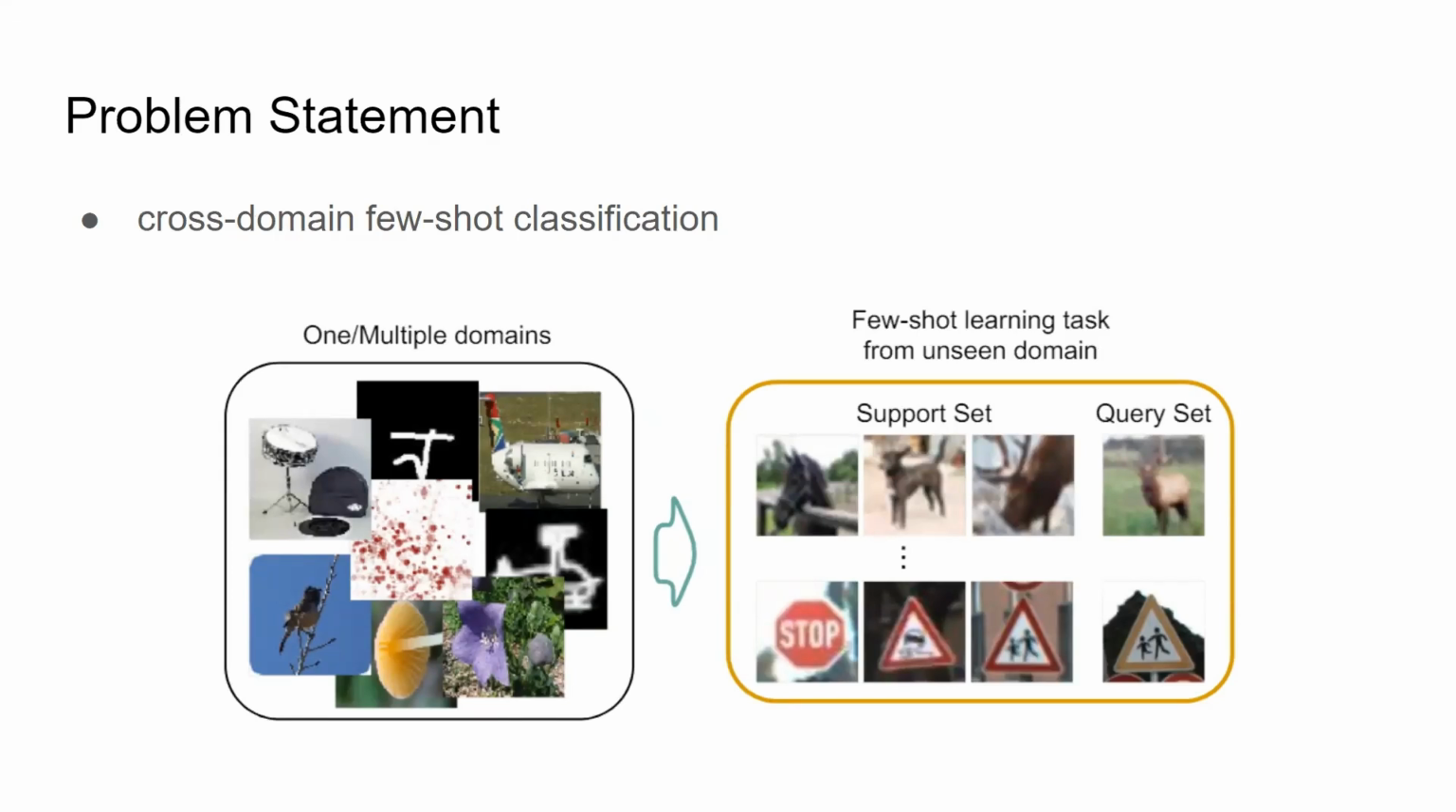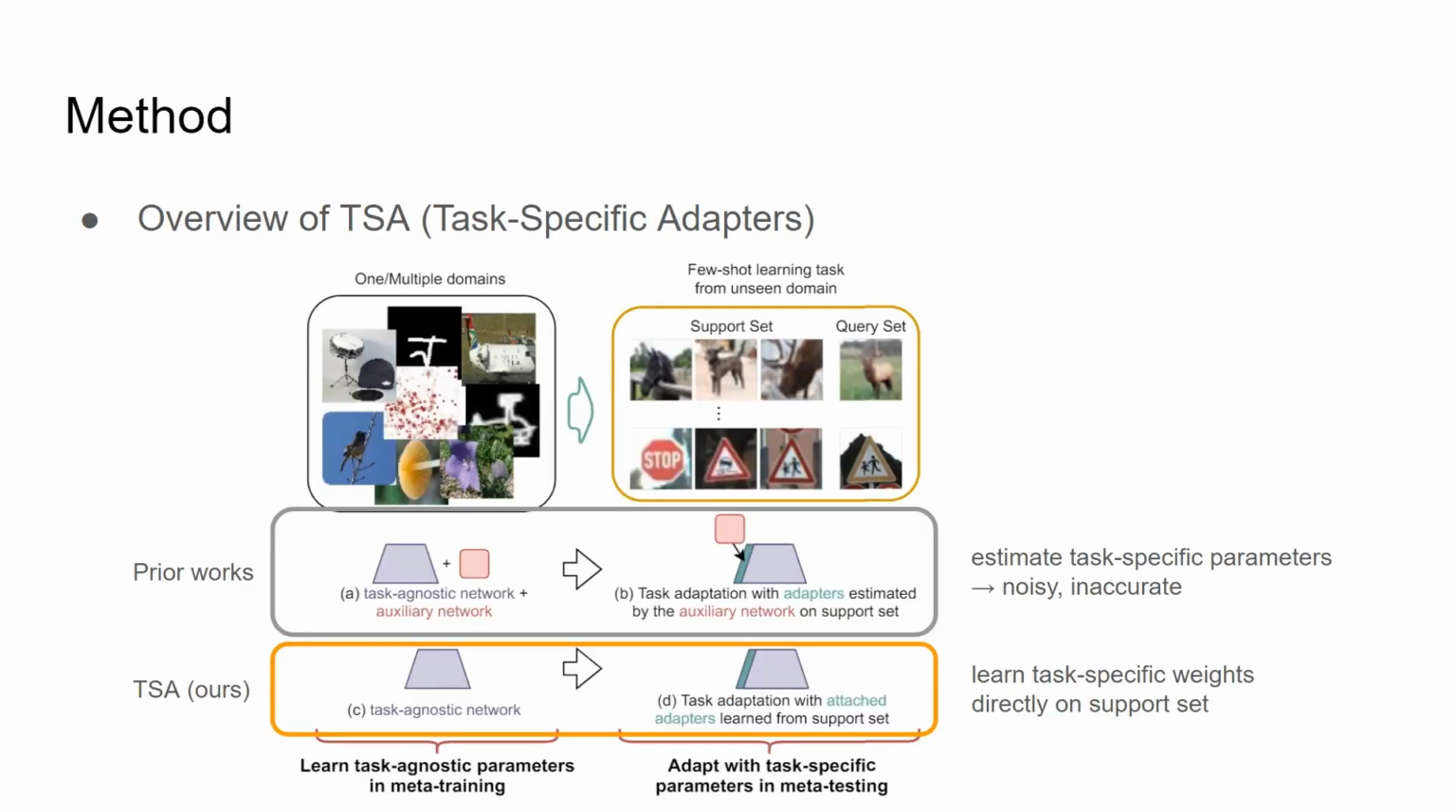The classifier is trained on a large dataset to generalize representations over domains, then adapts to the target domain using a support set. This figure shows how prior works and this paper approach this challenging task. In common, there are task-agnostic weights for generalized representation over multiple domains and task-specific weights for adapting to the target domain. In prior works, an auxiliary network is trained to estimate task-specific parameters, which causes noisy adaptation and wrong predictions. In this paper, task-specific weights are trained directly on a support set without auxiliary networks.